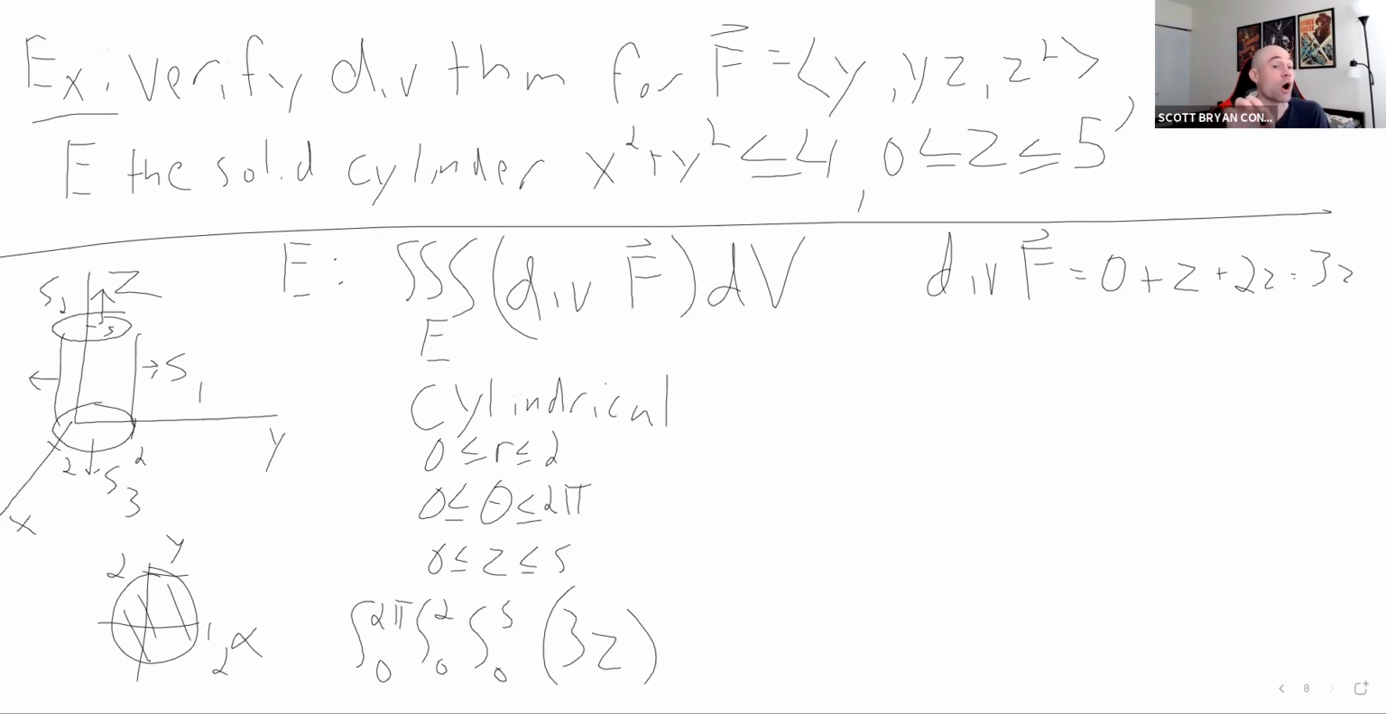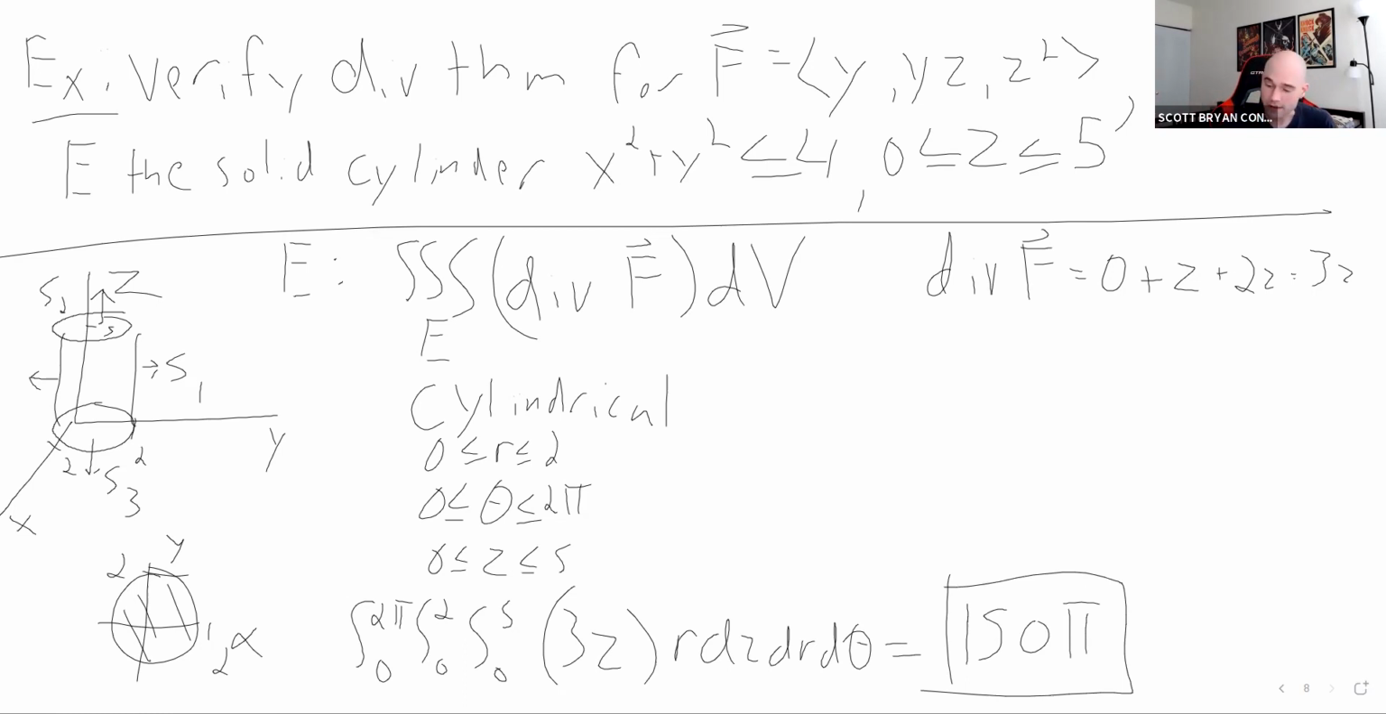Right, we can't forget the r, right? So it's r dz dr d theta. So we're integrating 3zr dz dr d theta. That's a pretty easy integral. Really nothing tricky there. When we evaluate it, we get 150 pi.